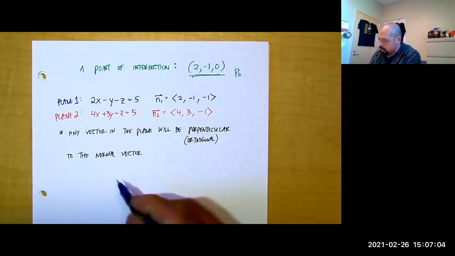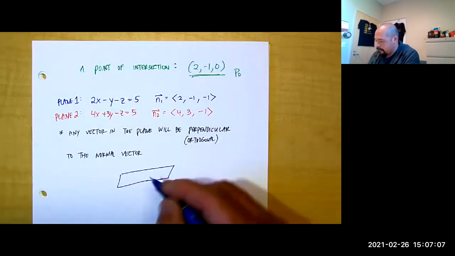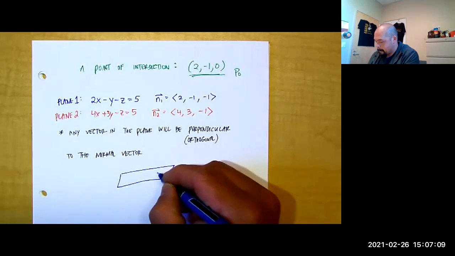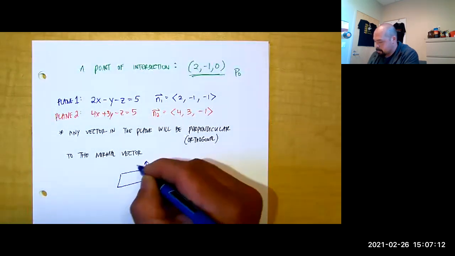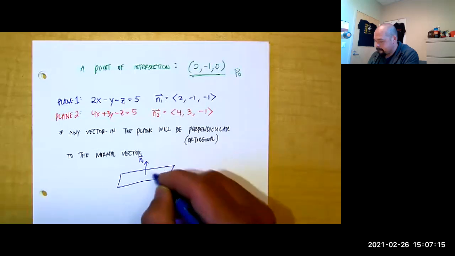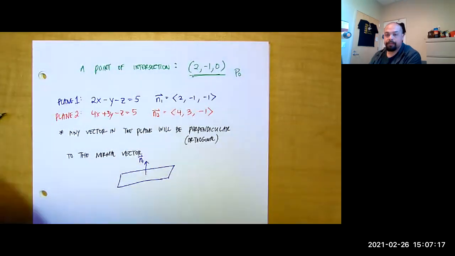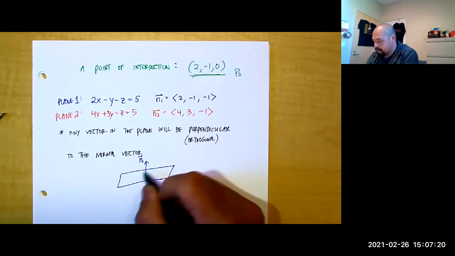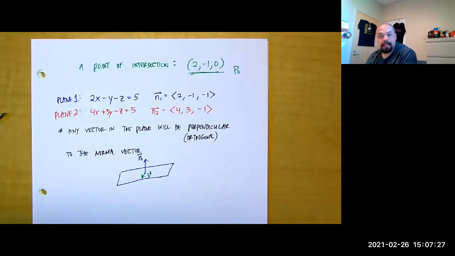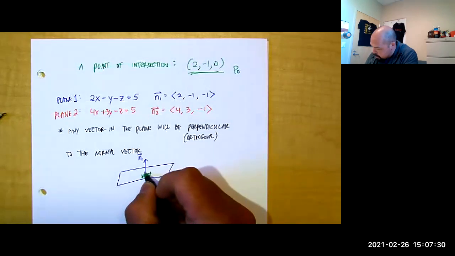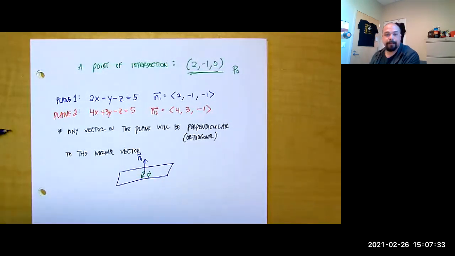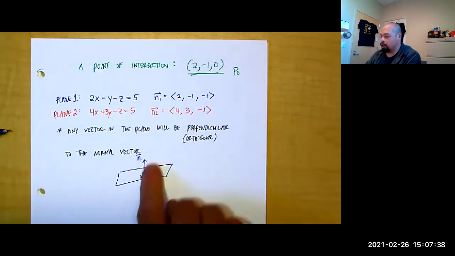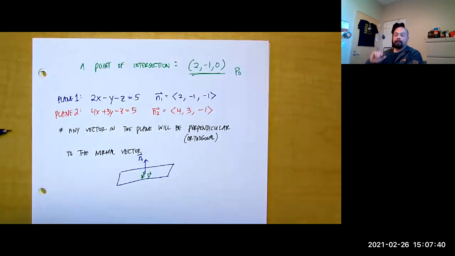Right? So when we start to consider, here's our first plane. There's my normal vector. Any vector that's in that plane should be perpendicular to the normal vector. Right? Any direction we go, that normal vector pointing out from it is going to be perpendicular.